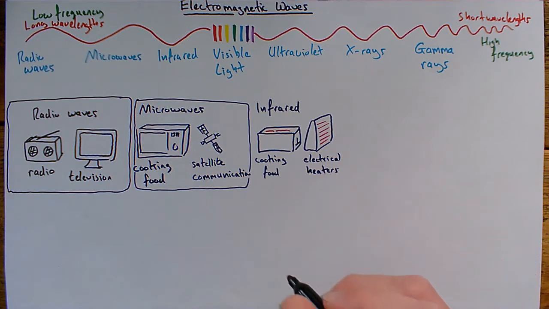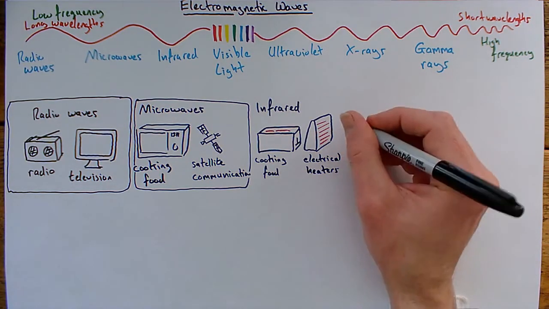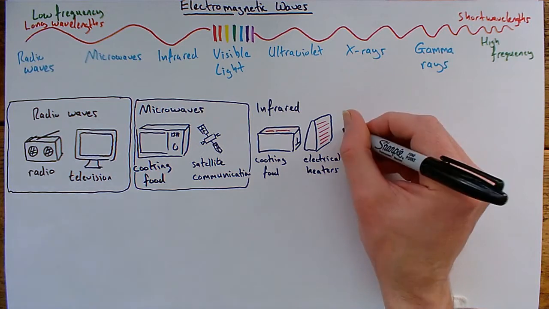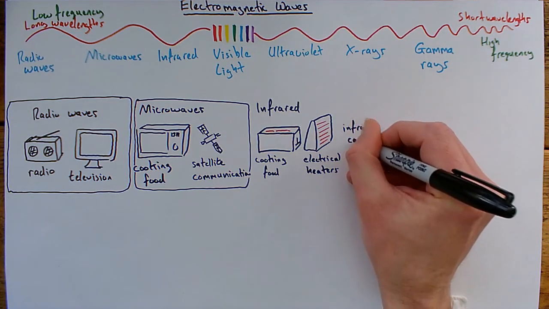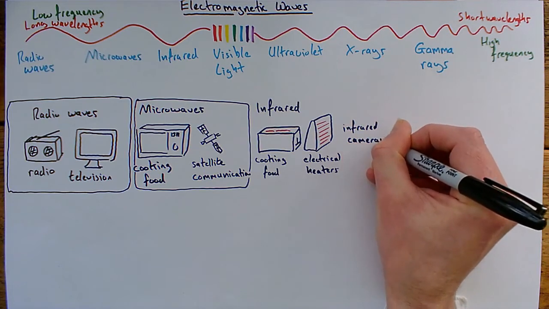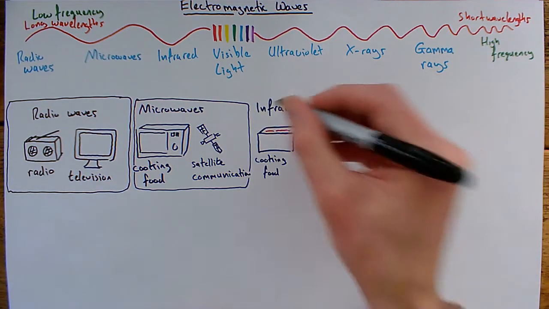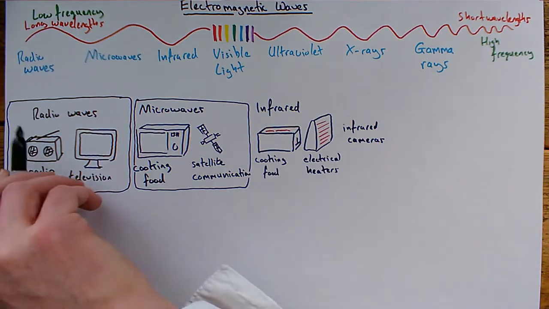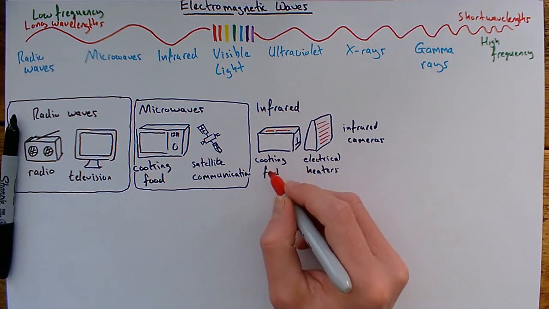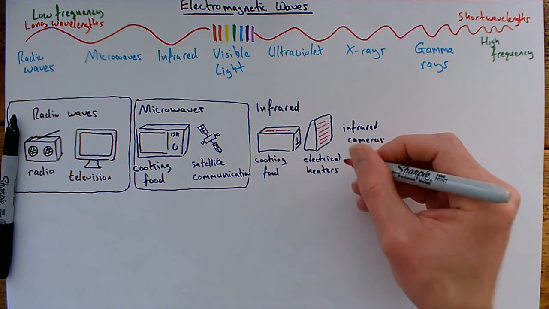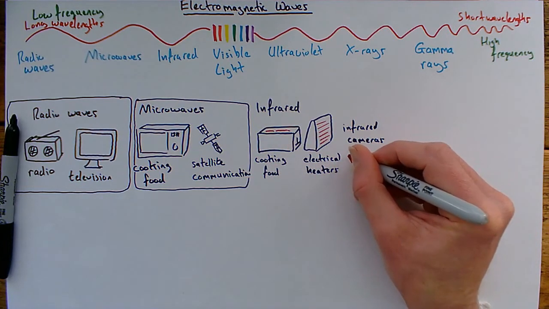And also, and this one's hard to draw, they're using infrared cameras or thermal imaging cameras. So you know what? I'm not going to draw that. They're used in infrared cameras. Now, the thing that we do need to note for infrared is actually, because it's used for cooking food, because it's used in electrical heaters, it can cause burns.